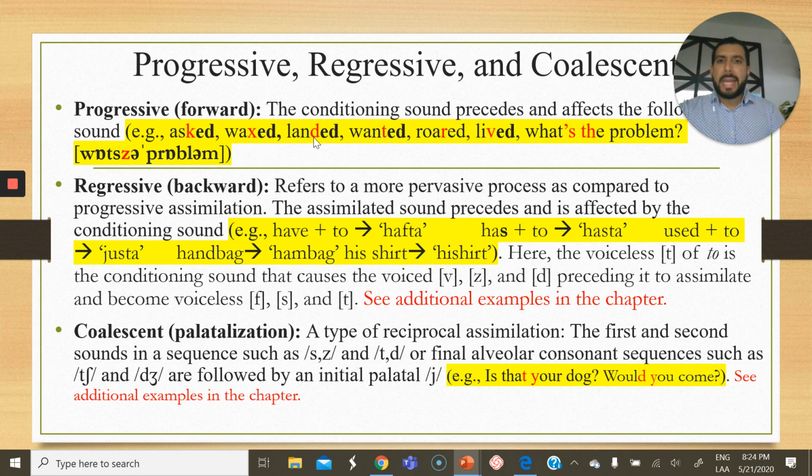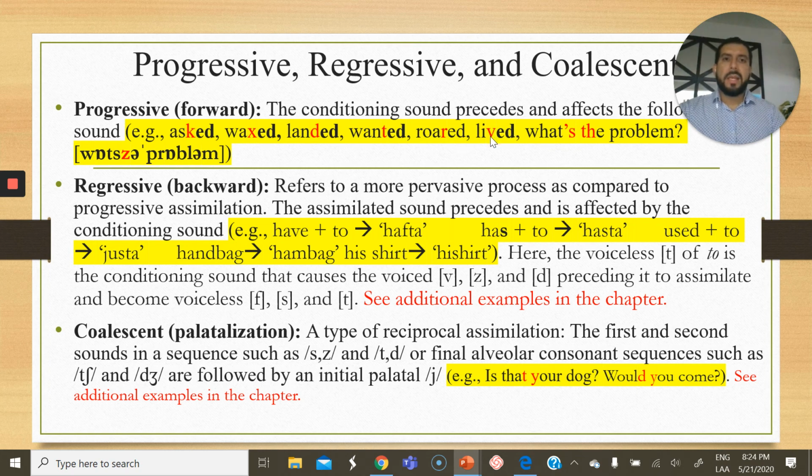Another example is lend. We know from previous courses that when you have a verb ending in d or t, then the sound that follows is id. So for example, lended, wanted, and so on. When you have a voiced sound at the end of a verb, then the past tense is pronounced as d. So the conditioning sound here would be the voiced retroflex, and the conditioned sound would be how the ed is pronounced. In this case, d, roared.